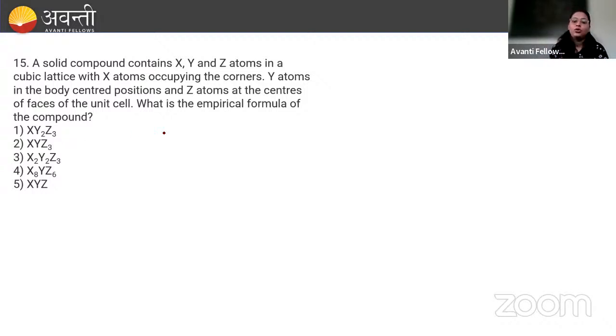So you know how to solve this. X is present at the corners. At the corner of a unit cell, the contribution is 1 by 8. Right? Y atoms are present at the body center. At the body center, the atom's contribution is complete, the whole atom is present. Right? And Z atoms are present at the centers of faces. So at the face, how much contribution is made by one atom? Half contribution. So how many X's, Y's and Z's will be present here?